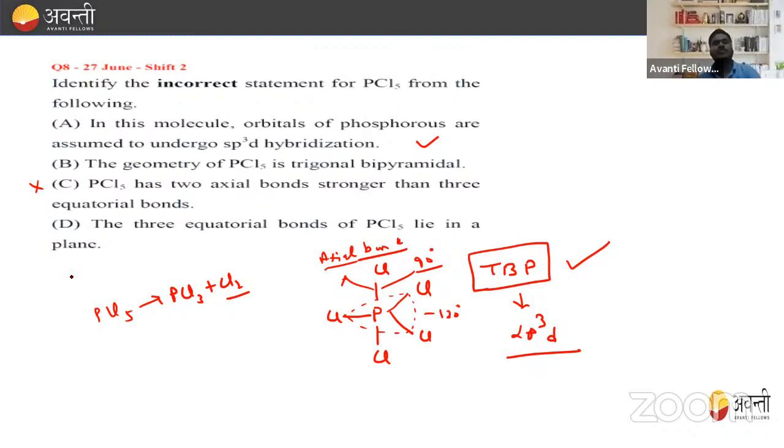Next, the three equatorial bonds of PCl5 lie in the plane. Yes, the three equatorial bonds are lying in the plane. All the statements except C are correct. So our correct answer is option C, because in this question they asked to identify the incorrect statement for PCl5 from the following. So the correct answer is option C.